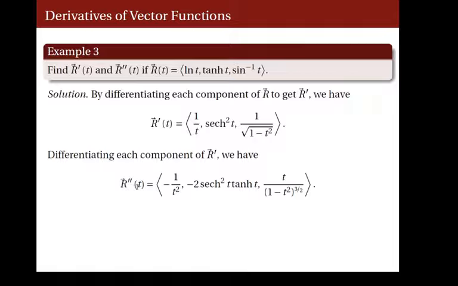the second derivative of R at t is the vector valued function whose coordinates are negative 1 over t squared. Okay, and then we apply the power rule, so we will get 2 sec of t and then the derivative of sec of t, which is negative sec t tan t. And so we get this function negative 2 sec squared of t tan of t. And finally, we just get the derivative of the function 1 over the square root of 1 minus t squared. And that will give us t divided by 1 minus t squared raised to the exponent 3/2.